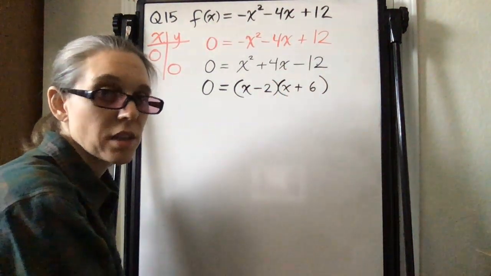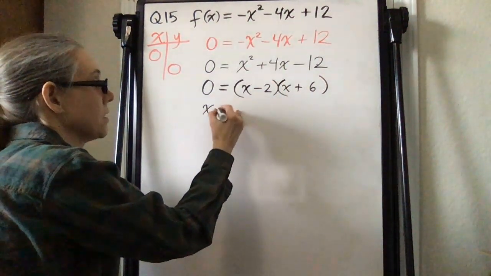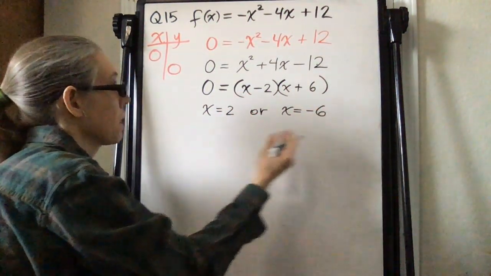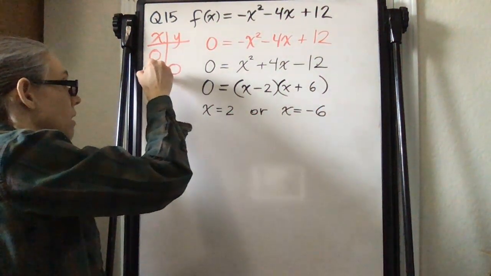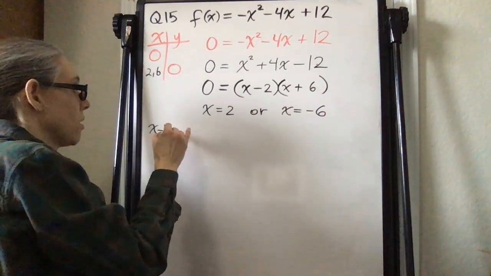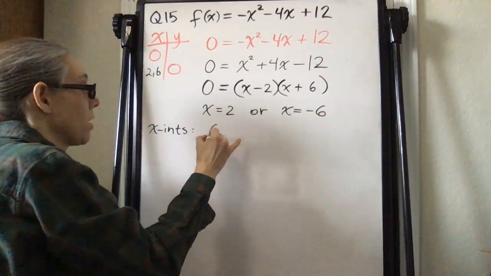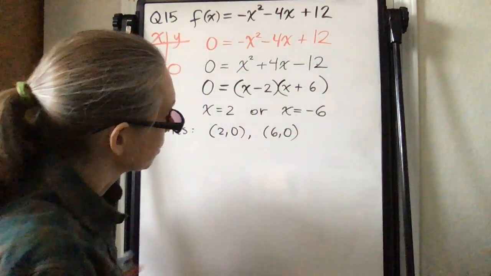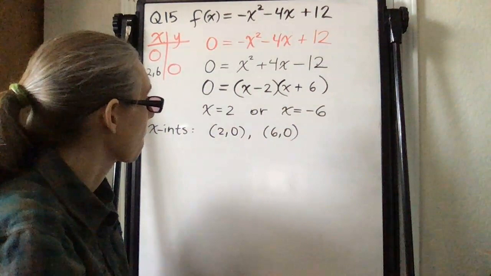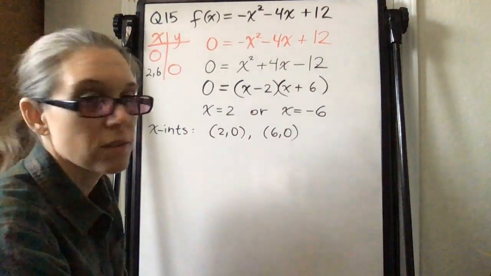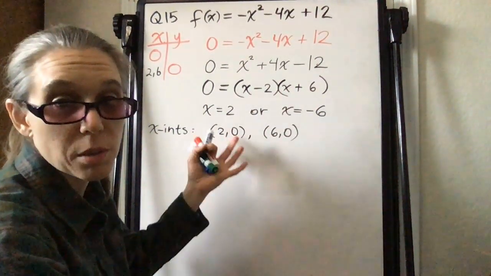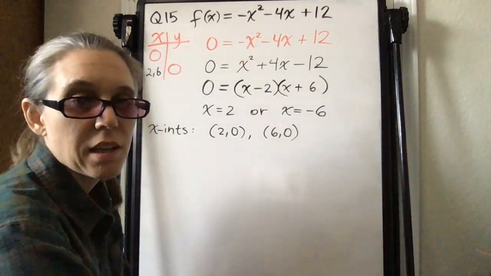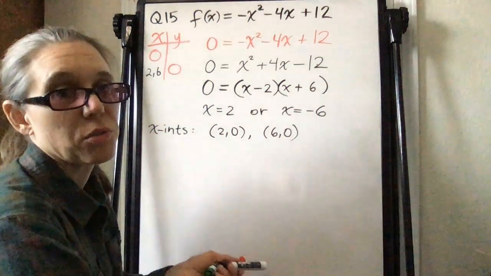So there's the factorization. So x is equal to 2, or x is equal to -6. So what that means is that you actually have 2 x-intercepts: (2, 0) and (-6, 0). These are whole numbers, so you don't have to do any rounding, no approximation needed. You did not have to use factoring.